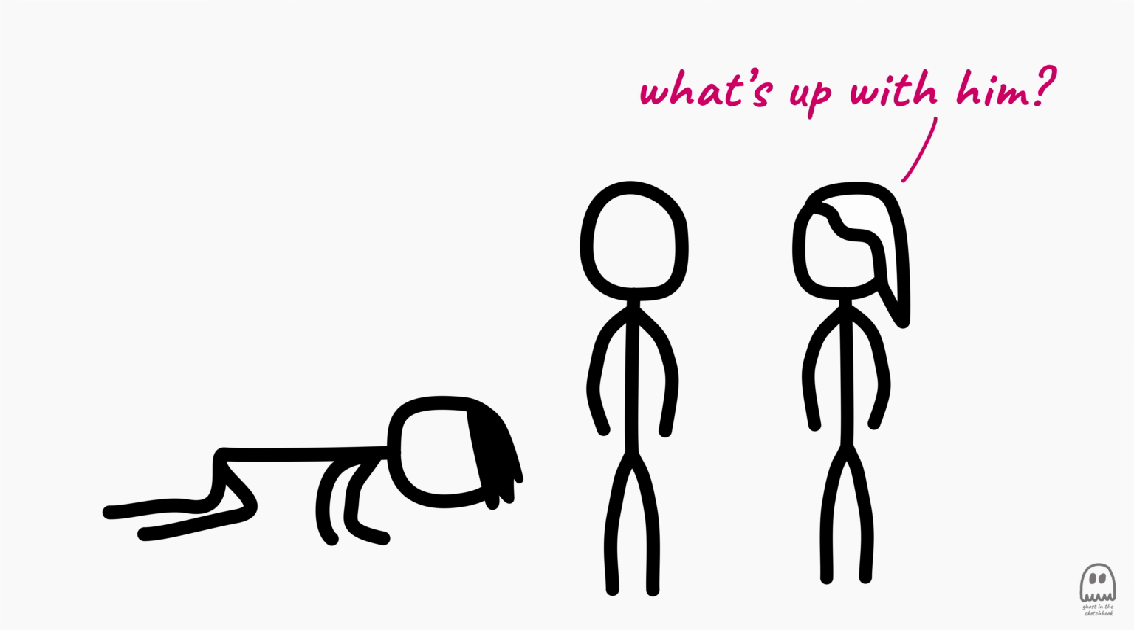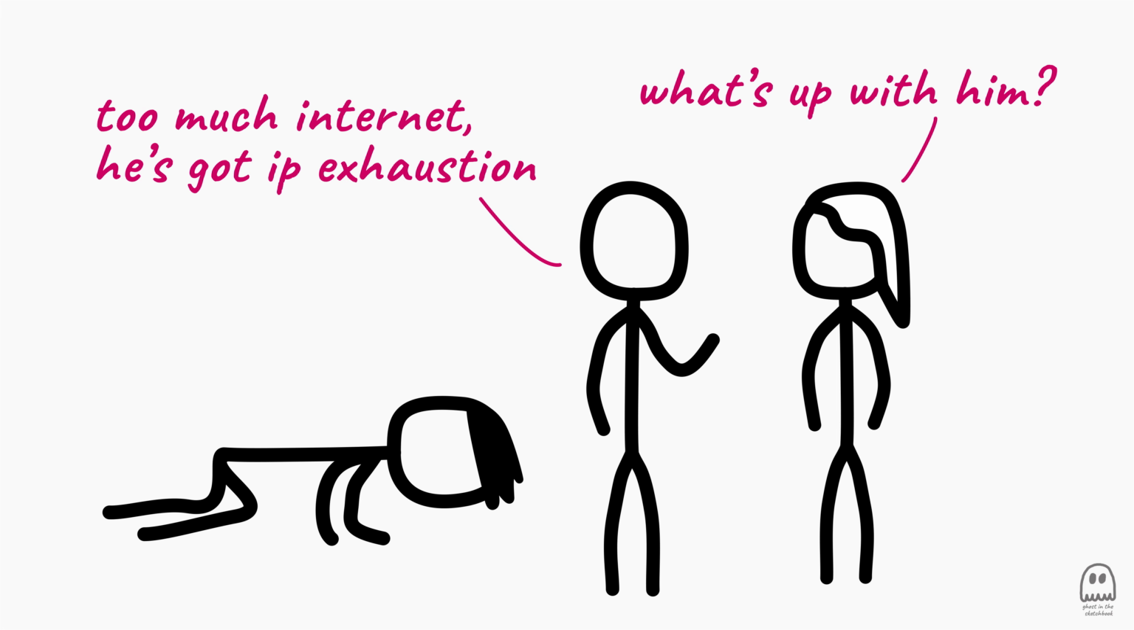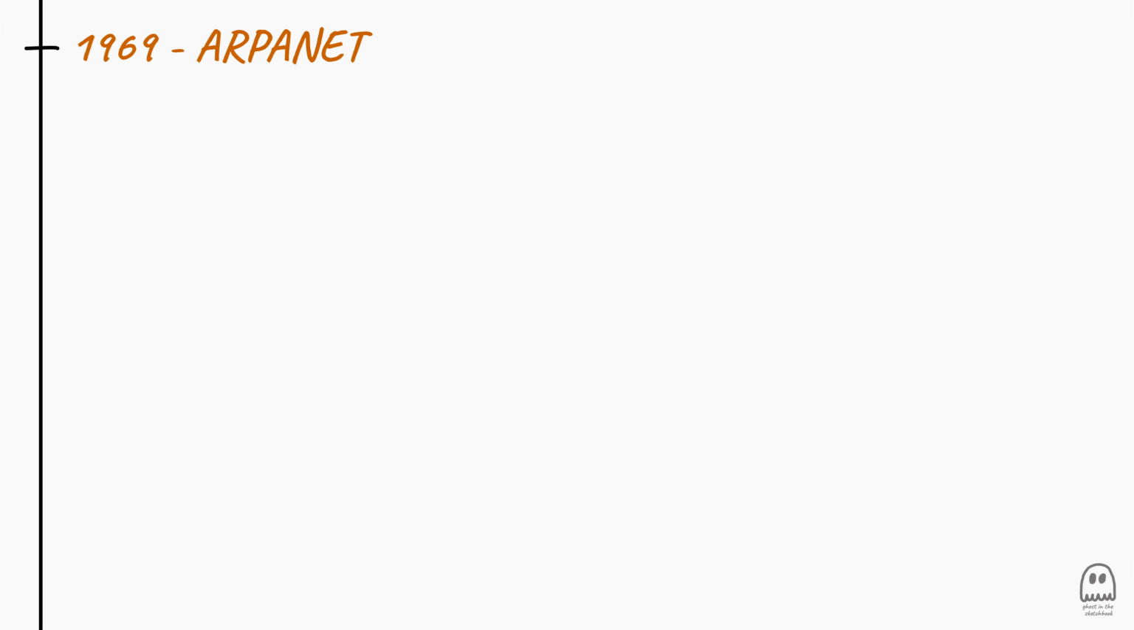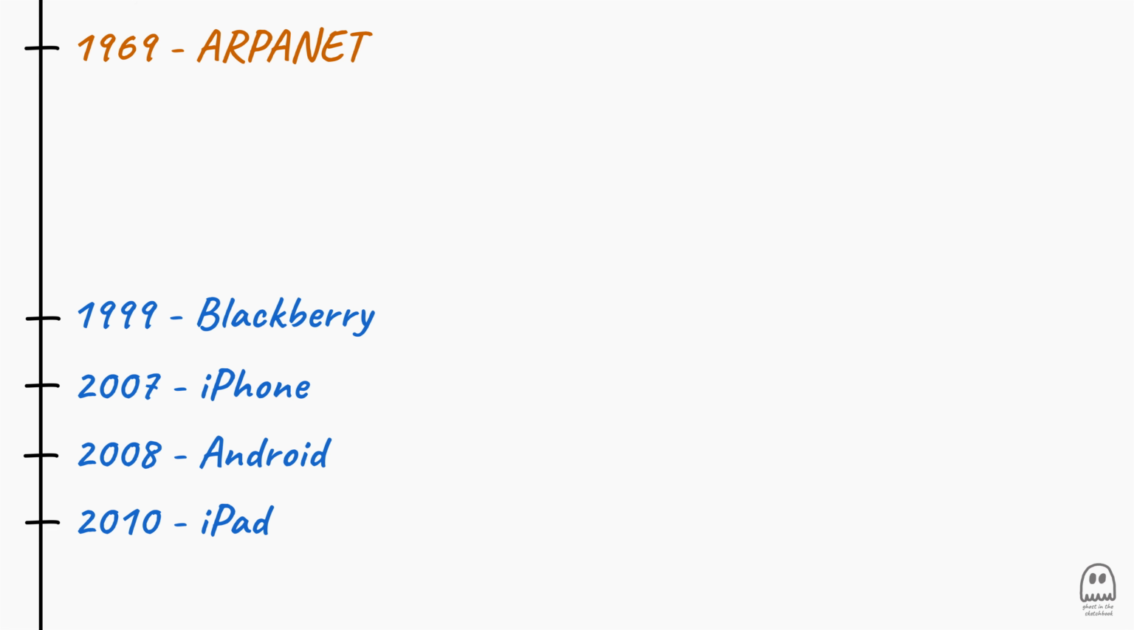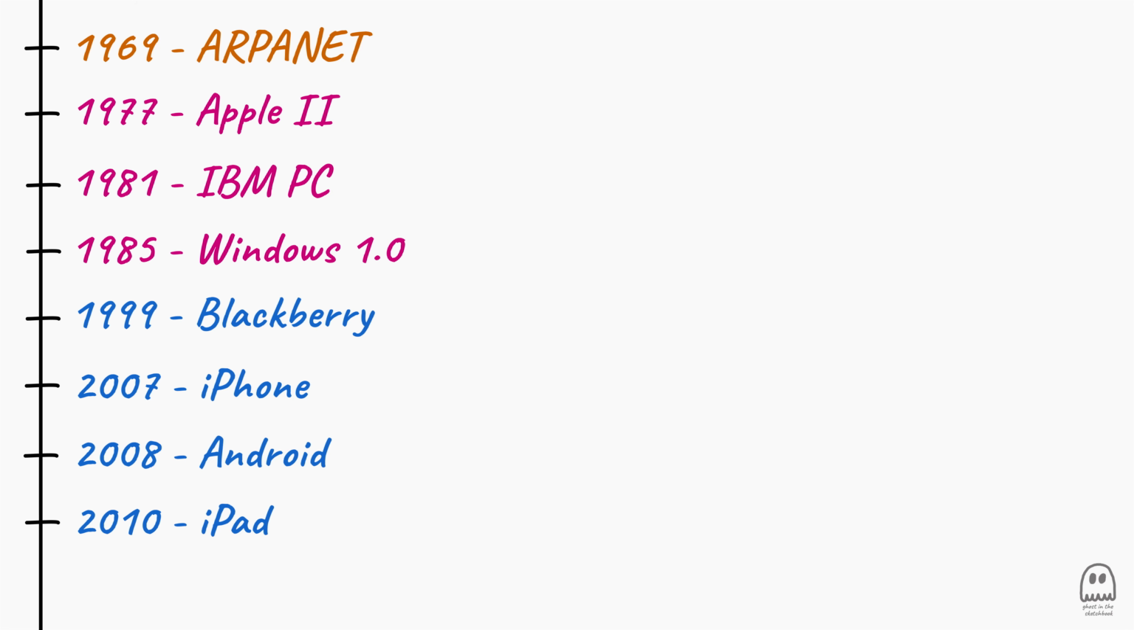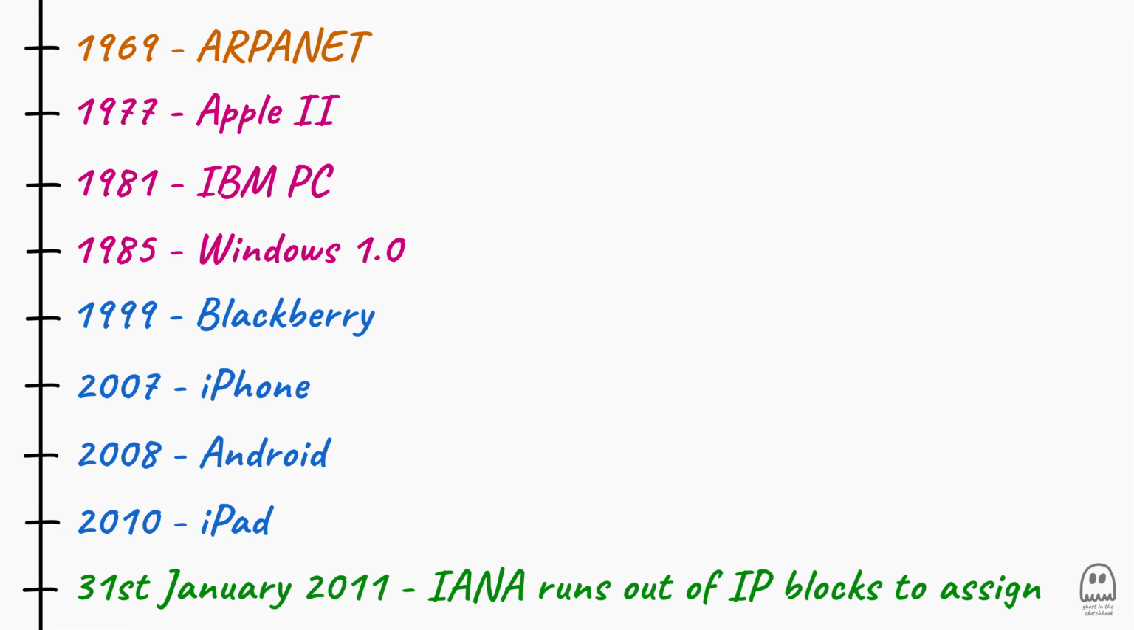There's actually a name for this, IP address exhaustion, and it's long since already happened. The internet as we know it was developed well before smartphones and tablets, and even still before personal computing had really taken off. At the time, 4 billion seemed a very far off ceiling, but on the 31st of January 2011, IANA officially ran out of IP blocks to assign to regional registries.